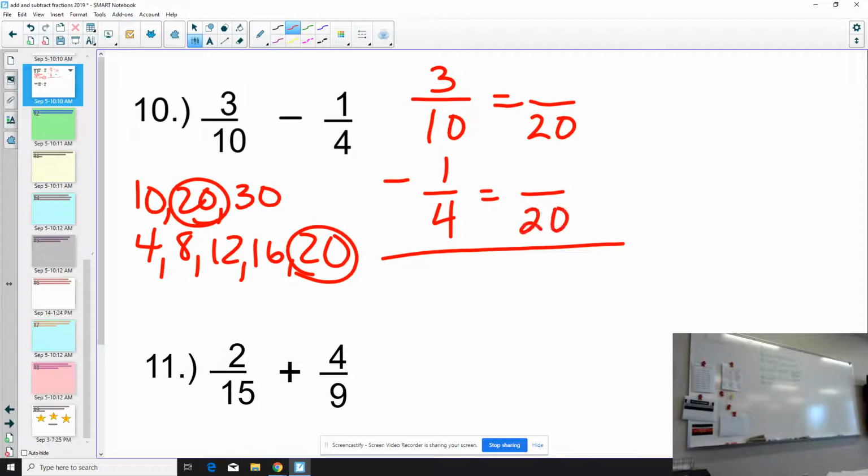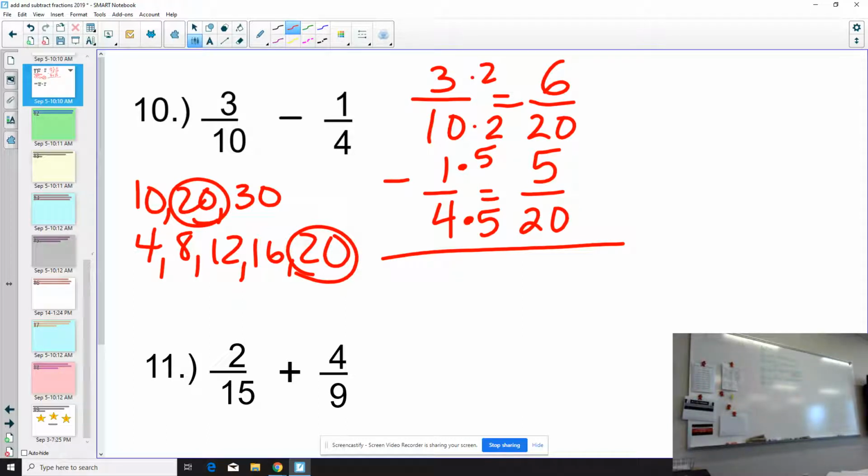Do this with me. I'm going to go back up here and ask, what do I multiply by 10 to get 20? Well, 10 times 2 is 20. So since I take 10 times 2 to get 20, I've got to take 3 times 2 to get 6. Whatever you multiply the denominator by, you have to multiply the numerator by. I go to the bottom fraction. 4 times what's 20? 4 times 5 is 20. So that means I have to take 1 times 5 to get 5.